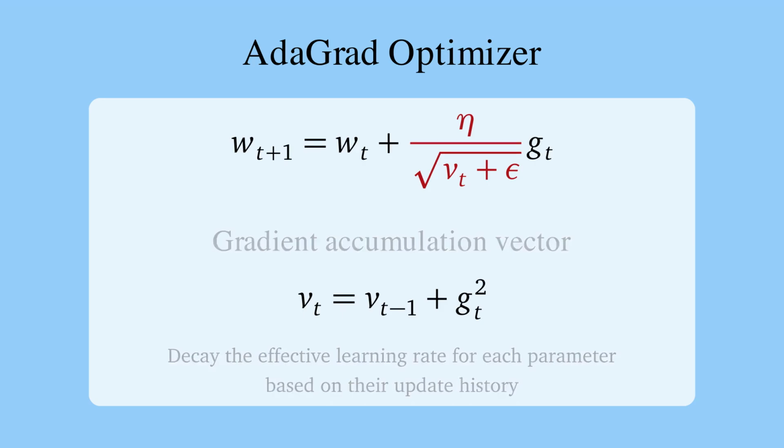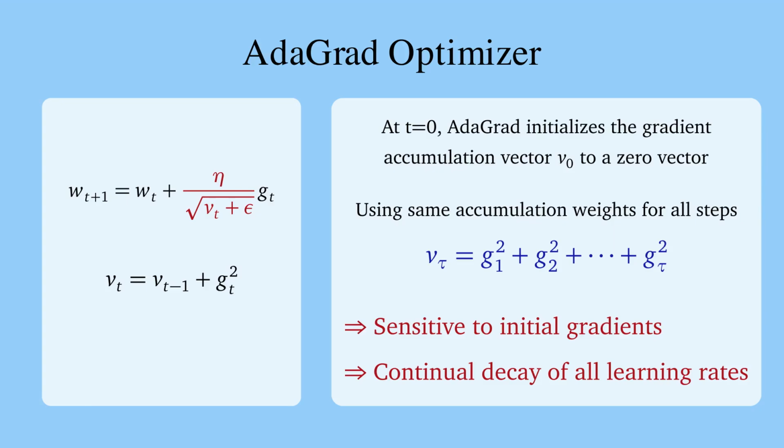The idea of having parameter-specific learning rate is very effective and useful, but there are some problems with how AdaGrad computes the running average of squared gradients. If we expand the equation of the running average at step tau, we can see that V sub tau uses equal weights for all previous and current gradients. This causes a few issues for AdaGrad. First, this makes AdaGrad sensitive to the initial gradients. In addition, this formulation also leads to continual decay of all learning rates. The reason is the denominator is the sum of positive values, so it will keep growing in magnitude over time. Next, we will see two other methods, RMSProp and AdaDelta, that try to resolve these issues.